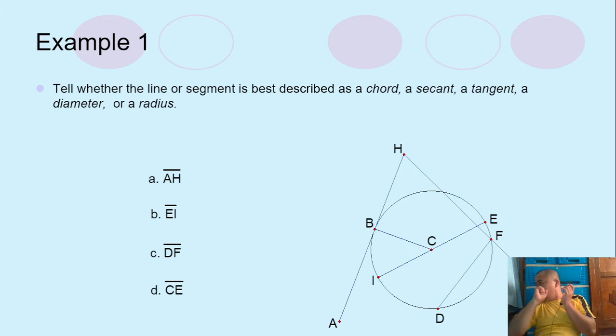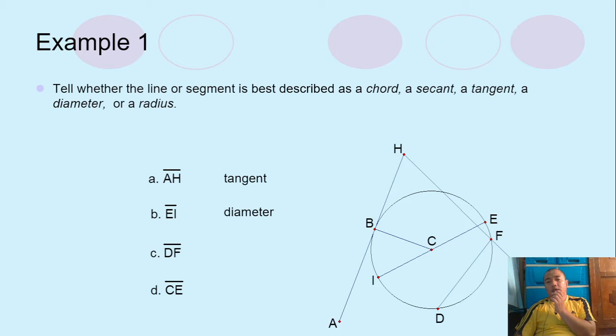Tell whether the line or segment is best described as a chord, secant, a tangent, a diameter, or radius. Letter A, AH. What is the AH? It is a tangent because it touches a circle at 1 point only. Touches a circle at point B here. So that means point B is what we call the point of tangency. The point of intersection between the tangent line and the circle.